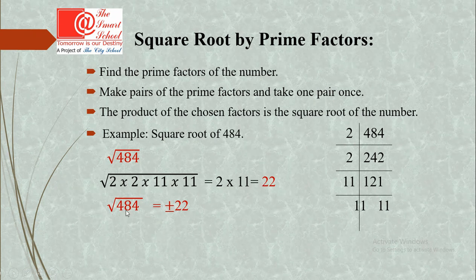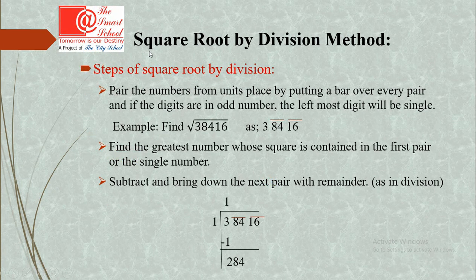So the square root of 484 is 22. And we have to write both the signs, positive and negative, over here. Now, square root by division method. It's a little new thing for you, so I will explain it. Steps of square root by division.